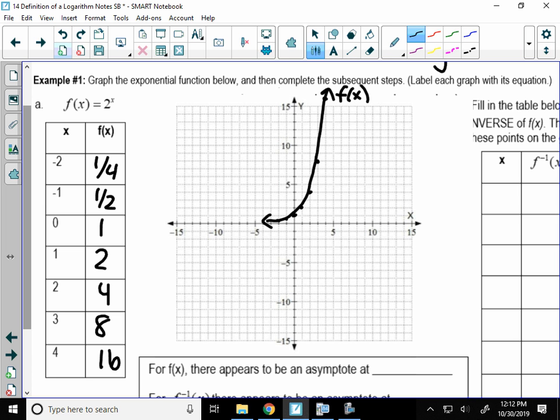Y equals 0. Okay, so there's an asymptote there at y equals 0. Now this isn't on your paper, but let's review. What's the domain of that exponential function? Okay, negative infinity to infinity. What about the range? 0 to infinity, or all the y's greater than 0, right? Because there's an asymptote at the x-axis, you can't be negative.